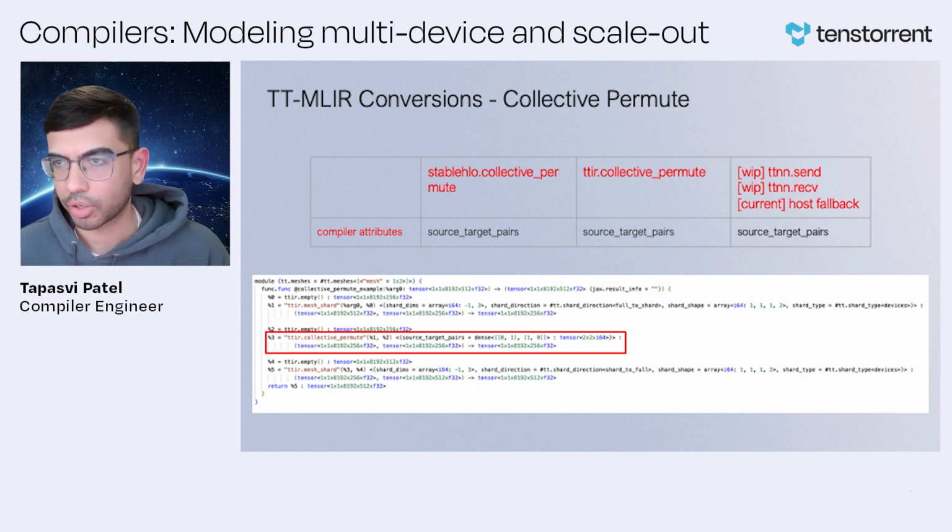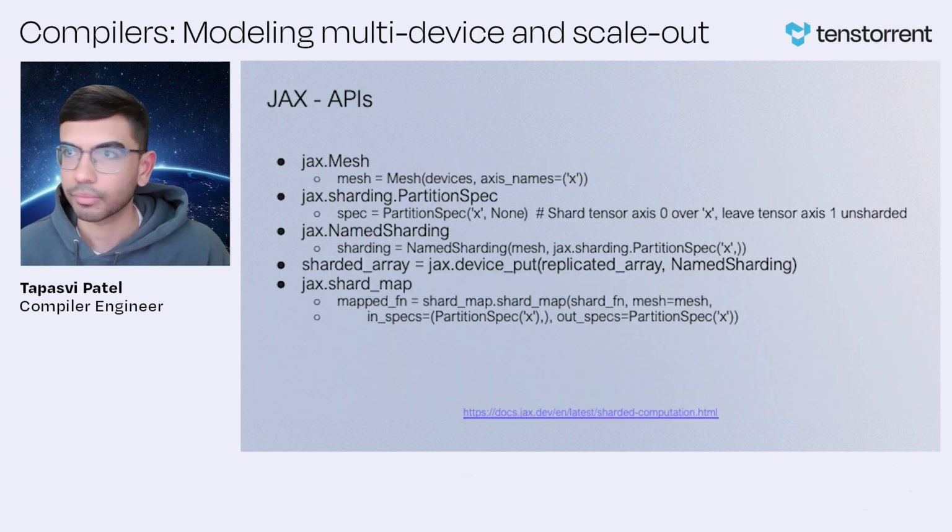TTNN is still currently implementing send and receive, so point-to-point communications. So currently what we do is we bring this tensor onto the host, and then we remap it depending on where the shards need to go for all the devices. But once both these supports are in, we should be able to replace the current host fallback.